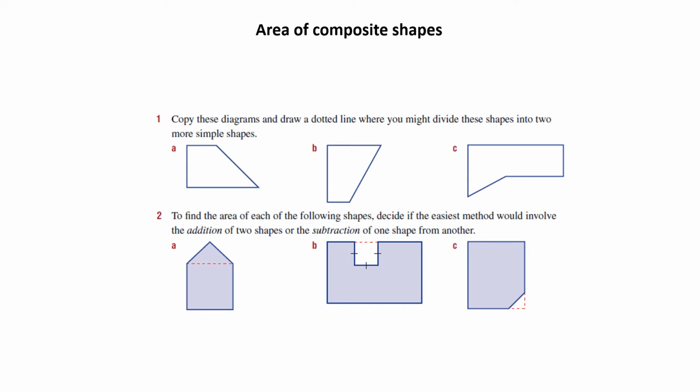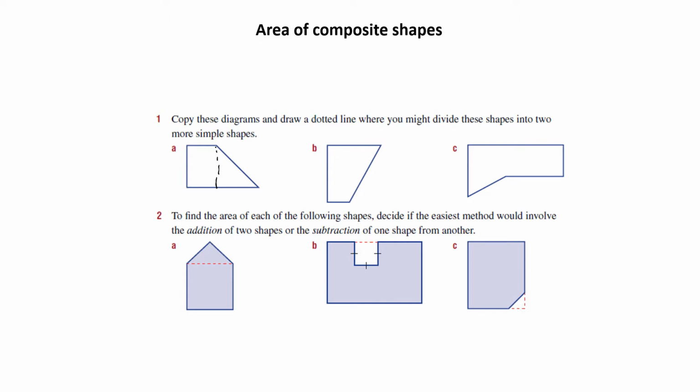So let's have a look at these questions. We're going to copy these diagrams and draw a dotted line where you might think. In this case, I'm just going to pick A. I would put something along those lines and go down there. Okay, that's all you have to do for a question like that.